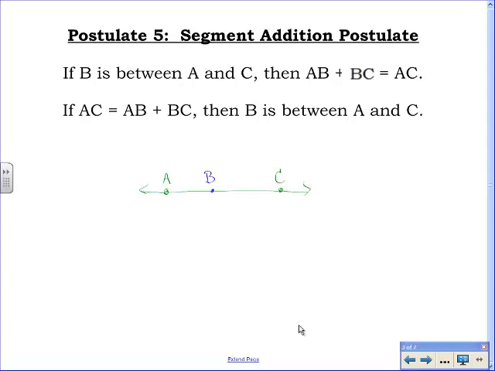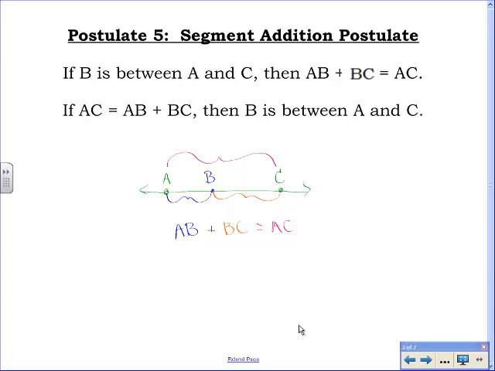In geometry, the word between means that the point is somewhere on the line segment that connects points A and C. So for this example, I'll put B right here. You're probably thinking, yeah, that's pretty obvious. And that's why this is a postulate. It doesn't need any other verification because it just makes sense to us.